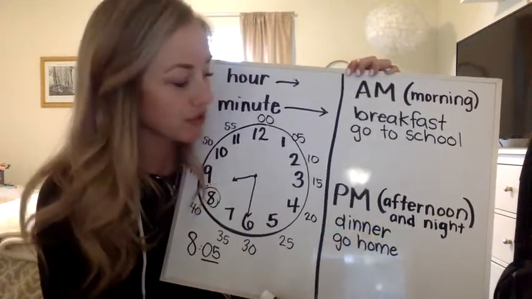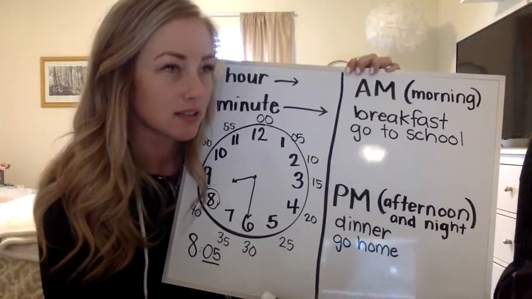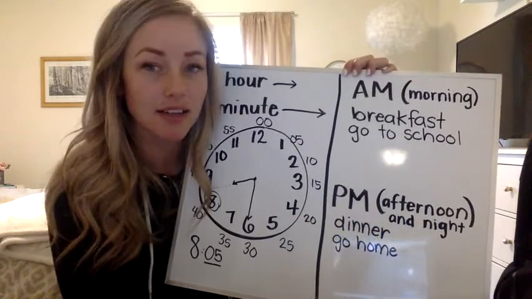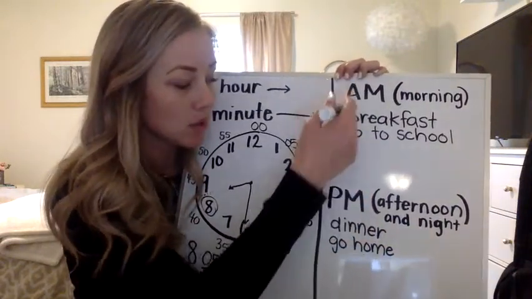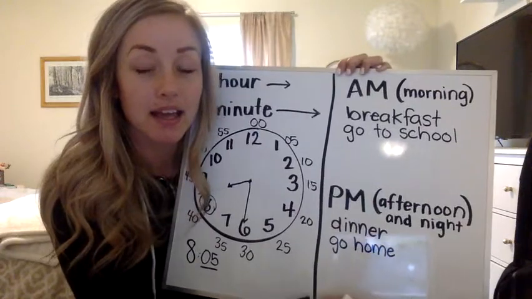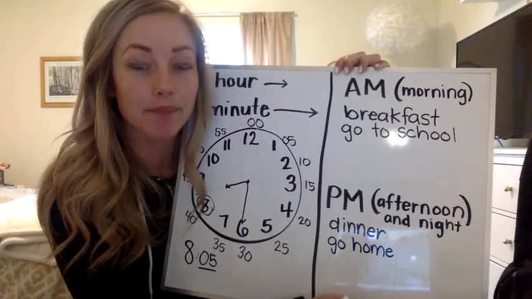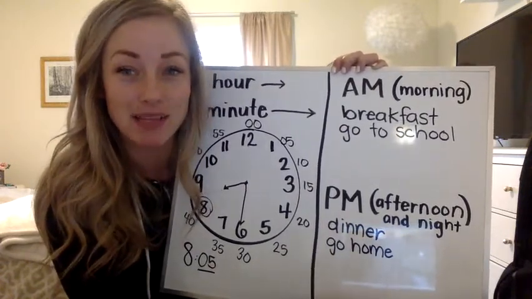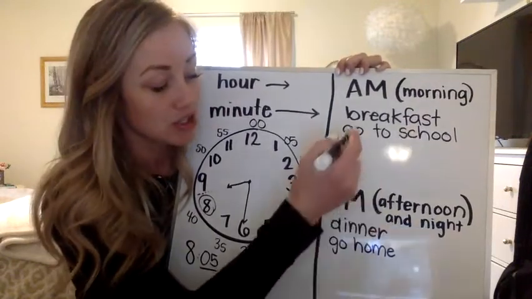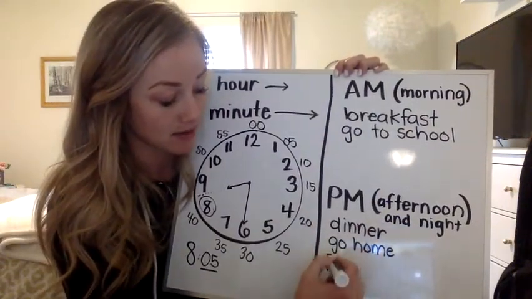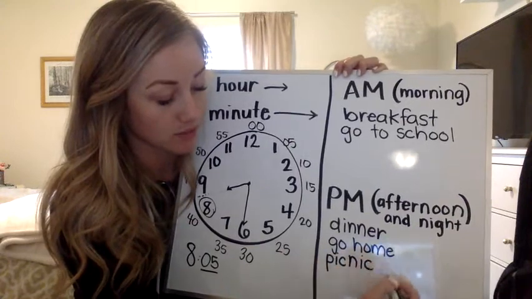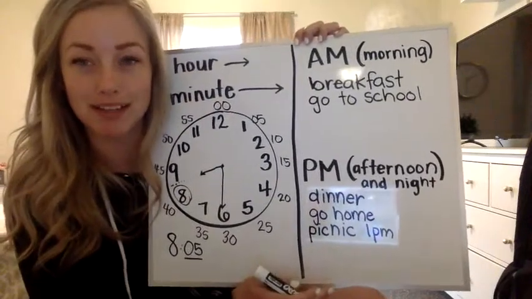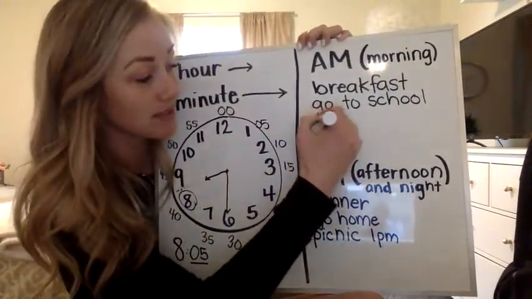So if it gave you the time, if it said, when would you go on a picnic? And it said 1 a.m. or 1 p.m., okay? Let's think about it. 1 a.m. That is 1 hour after midnight. So that is the middle of the night. It's dark outside. You're asleep in bed. You're not going to go on a picnic then. So a picnic would be in the p.m. if it's 1 o'clock. 1 p.m. would be a good time to go on a picnic, okay? 1 a.m. is a good time to sleep.